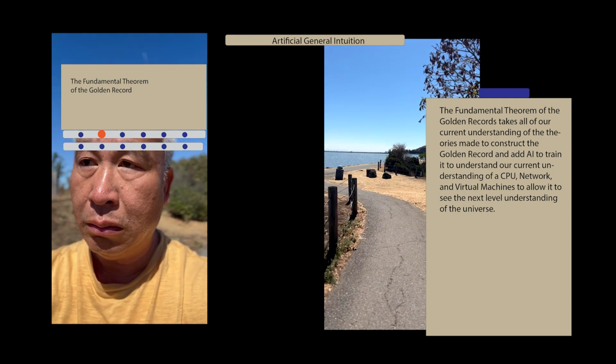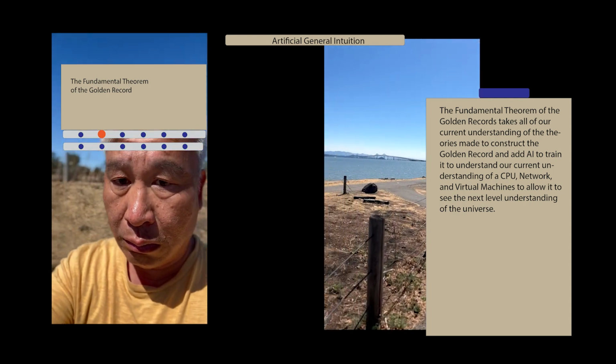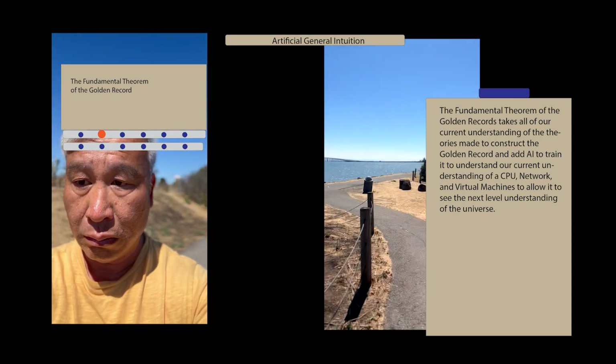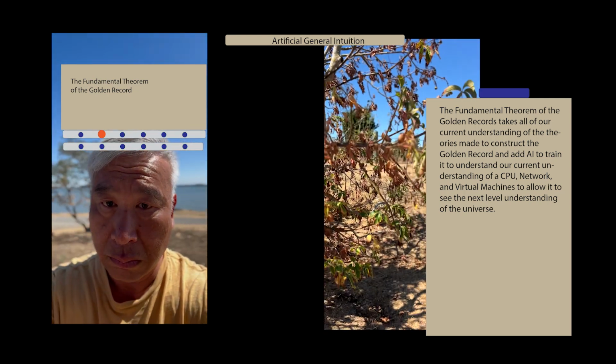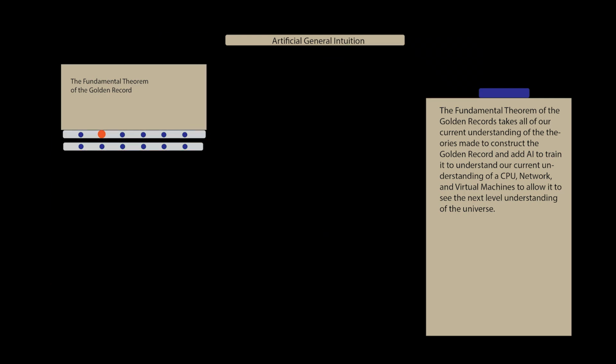The fundamental theorem of golden records takes all of our current understanding of the theories needed to construct a golden record and adds AI to train it to understand our current understanding of the CPU network and virtual machines, to allow it to see the next level understanding of the universe.